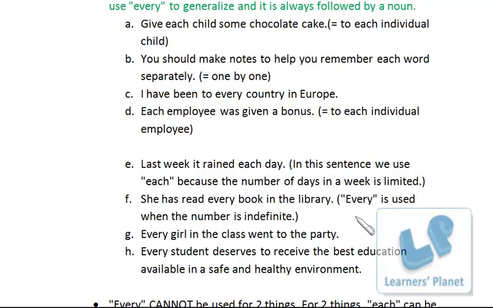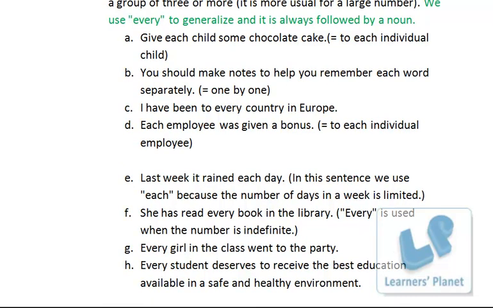Okay. Every girl in the class went to the party. Every student deserves to receive the best education available in a safe and healthy environment. See here, you don't know the number of students. So we are talking about the students community, right? As a general students community, right? So we are using every over here because the number of students is indefinite. Okay. So every student deserves to receive the best education available in a safe and healthy environment.